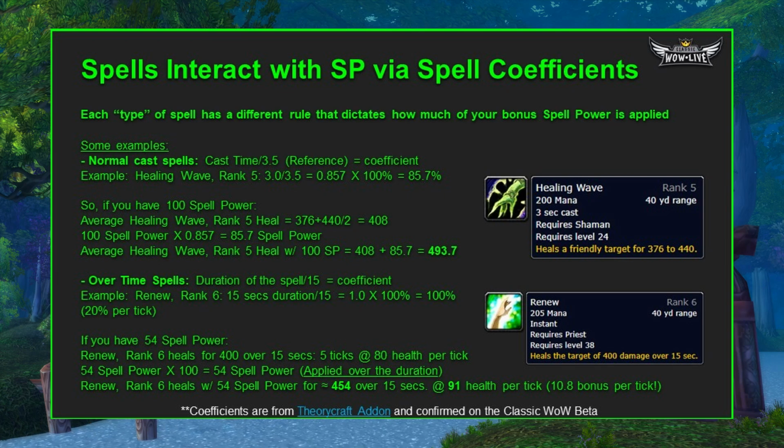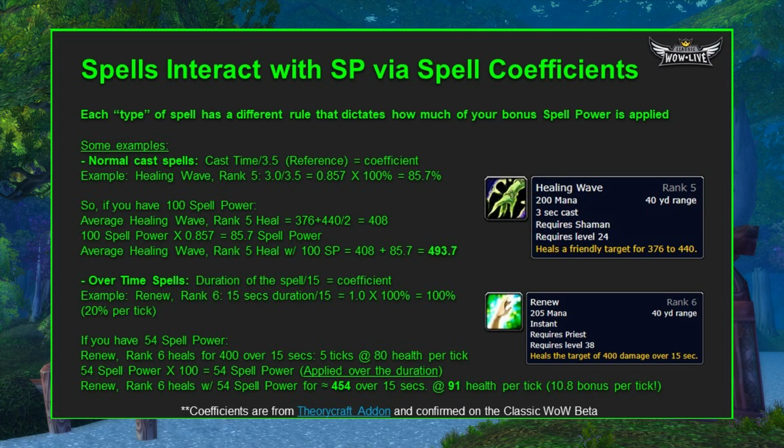However, that 100% is equally attributed over the duration of that spell. So if you have 54 spell power, Renew rank 6 heals for normally 400 over 15 seconds. It ticks 5 times, so that's 80 health per tick. But if you have 54 spell power, all of that is applied to the duration itself, which boosts the overall healing of Renew rank 6 to 454 over 15 seconds at a rate of 91 health per tick.